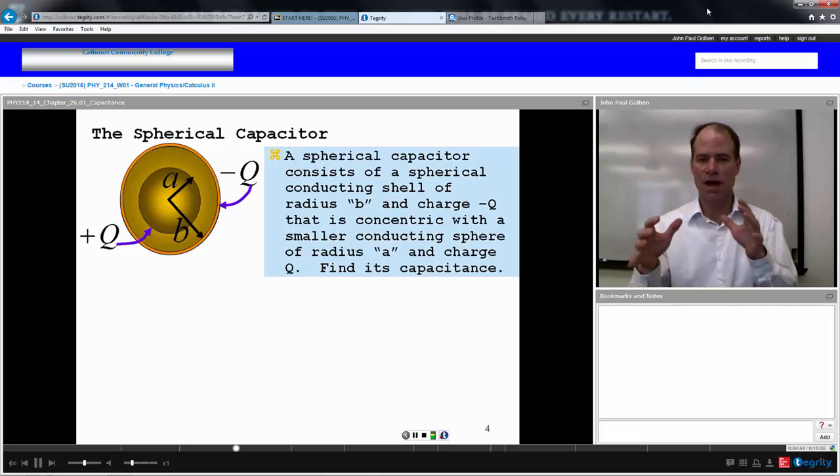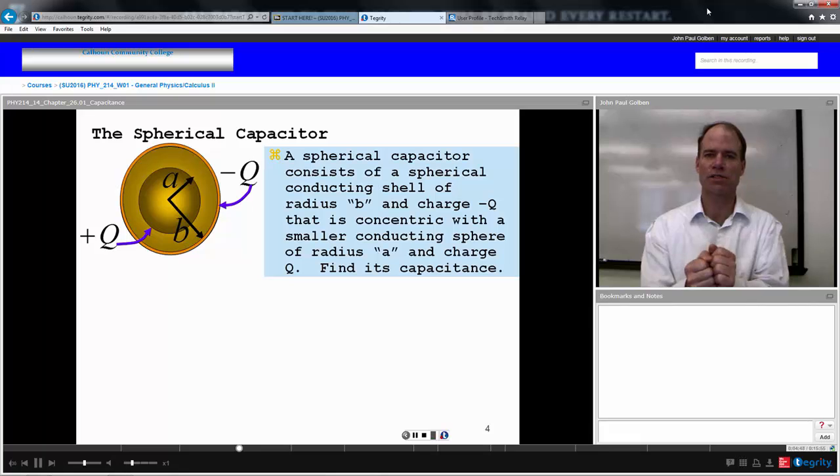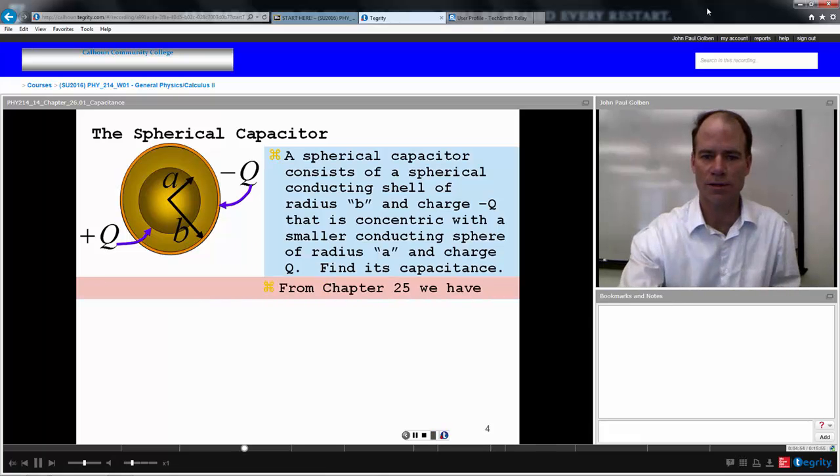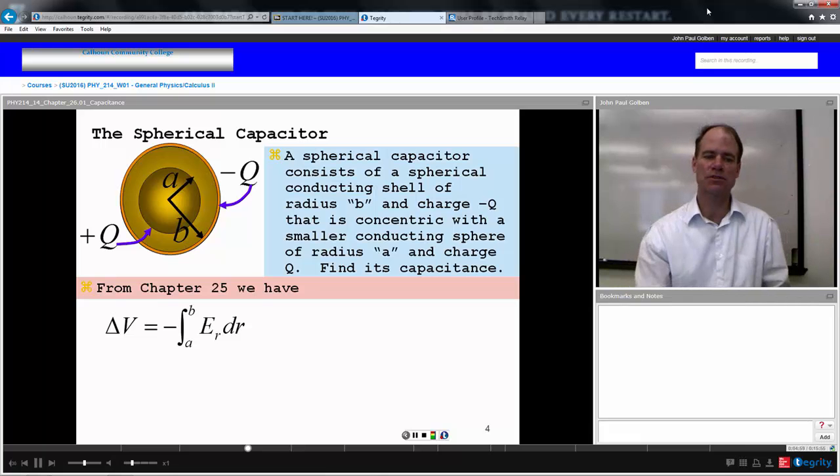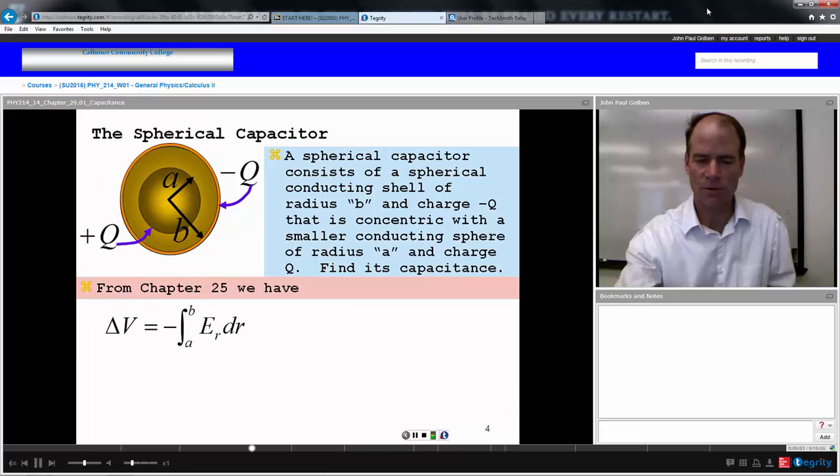And since we're outside of that shell, it's acting basically like a point charge at the center. So it's acting like an E field of a point charge equal to kQ over r squared. From last chapter, we have that the potential difference between two conductors is equal to a negative integral from point a to point b, E field dr, if we're going in a radial direction.